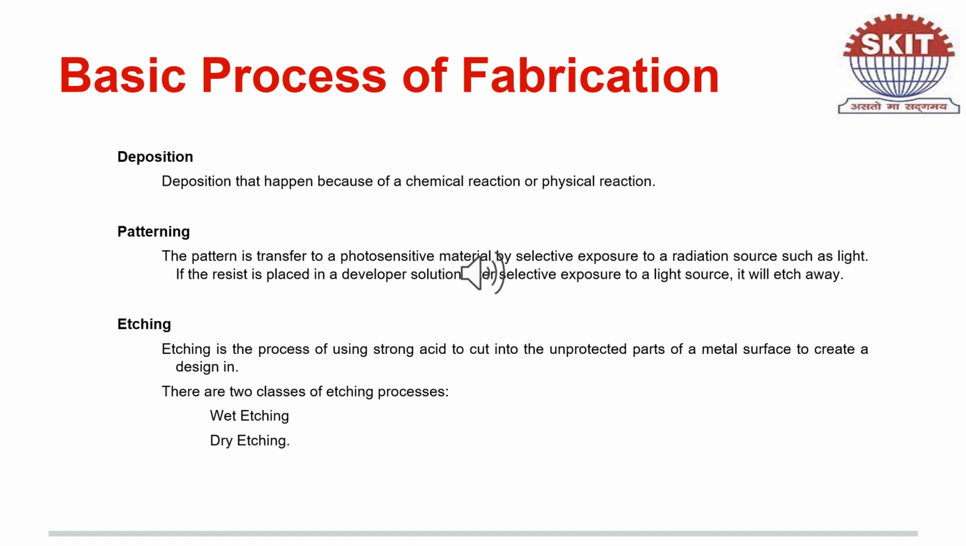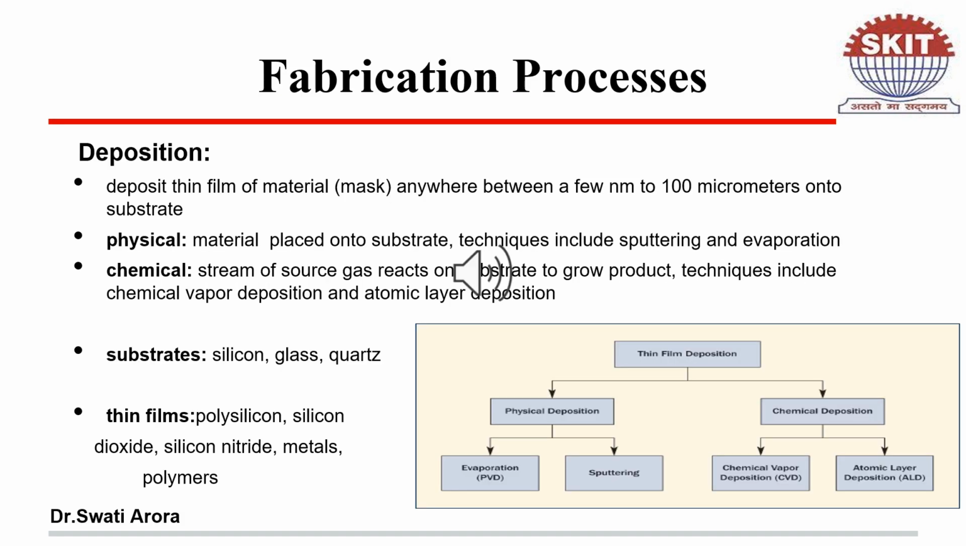So this pattern is later transformed into the substrate or the thin film using different processes which are called etching processes. The fabrication process includes deposition. Thin film deposition is done by physical or chemical deposition. To deposit a material on a substrate is in the range of a few nanometers to 100 micrometers. It has two methods. First is physical deposition and second one is chemical deposition.